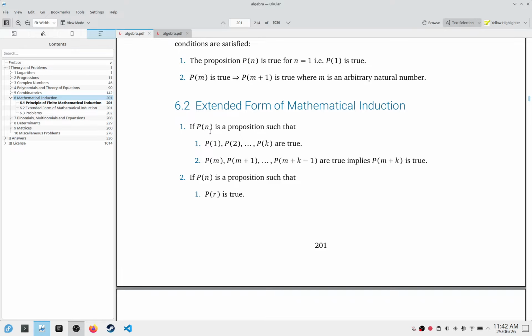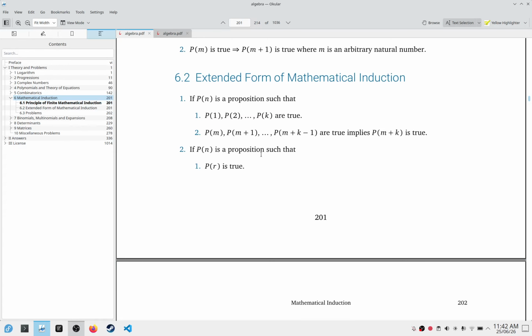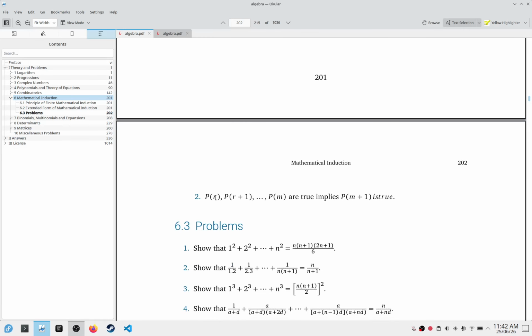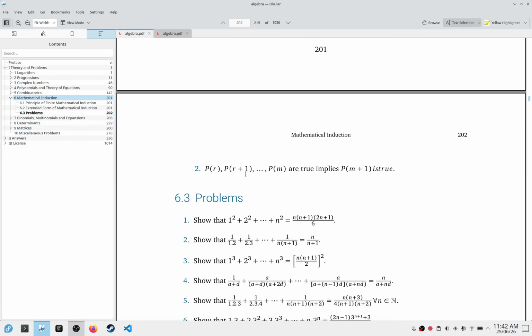The extended form says that Pn is a proposition such that P1, P2 through Pk are true, and Pn, Pn plus 1 through Pn plus k minus 1 being true implies Pn plus k is true. If Pn is a proposition such that Pr is true, then Pr, Pr plus 1 through Pn being true implies that Pn plus 1 is true. It should be space here, and it shouldn't be italic. Looks like they went inside the math mode.